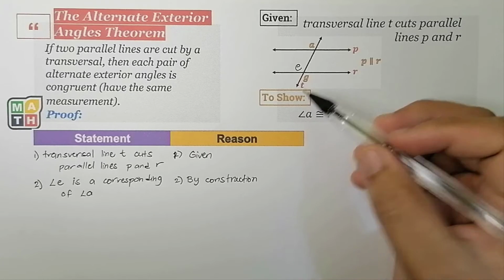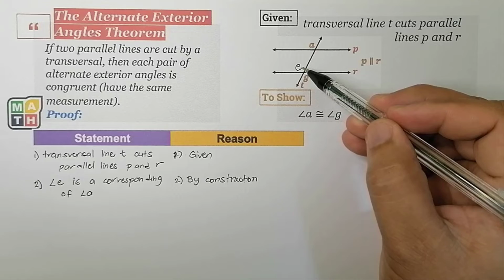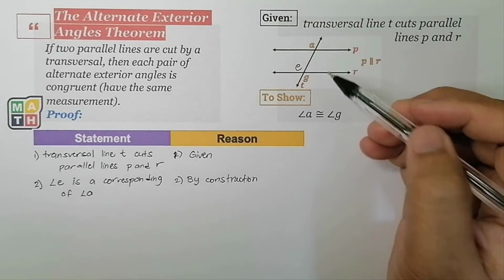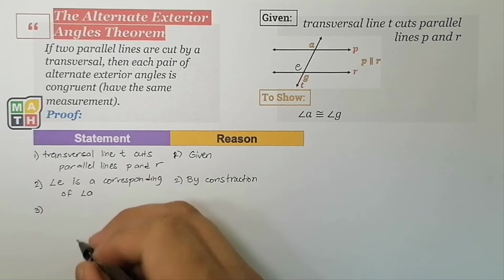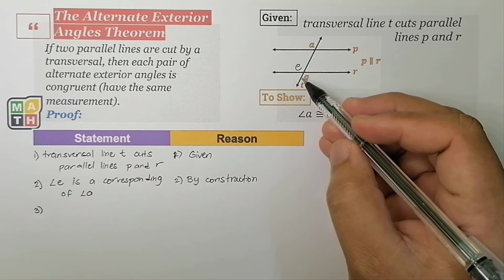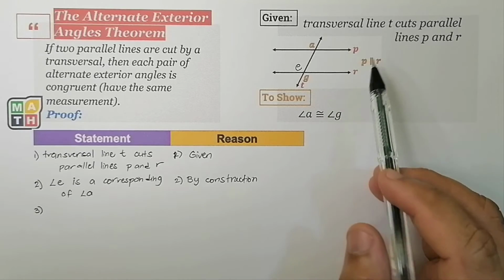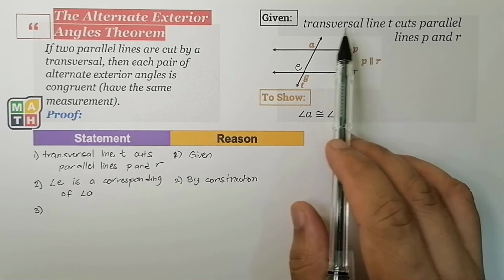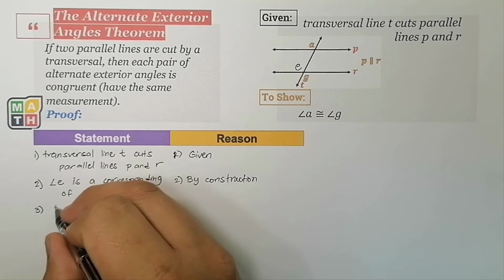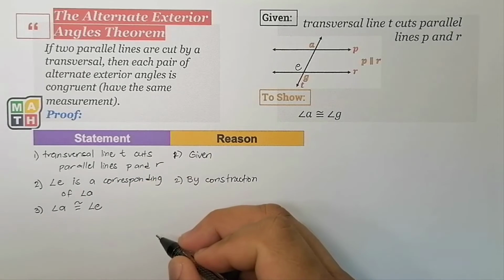And by definition, angle A and this angle here, which is angle E, are corresponding angles. Out from that, we could now look into the relationship of angle A and the added angle E. And since they are corresponding angles under the situation where a transversal line cuts parallel lines, we could say that angle A is congruent to angle E.